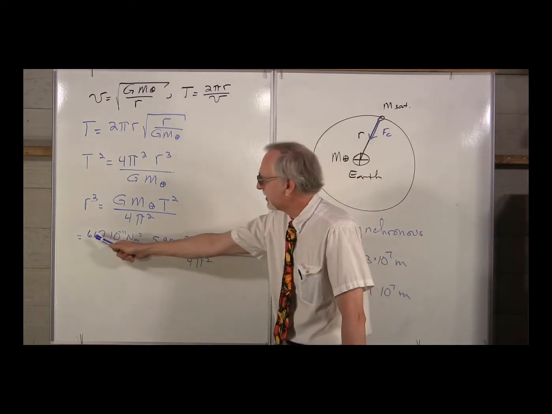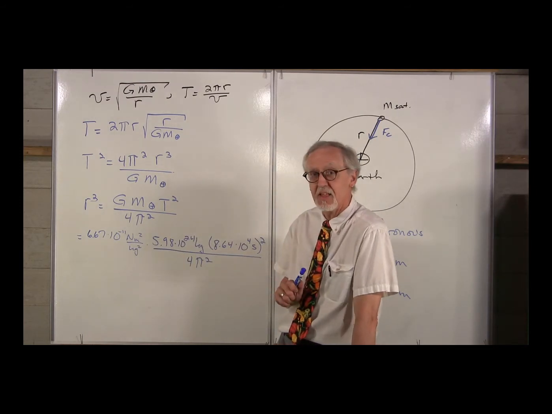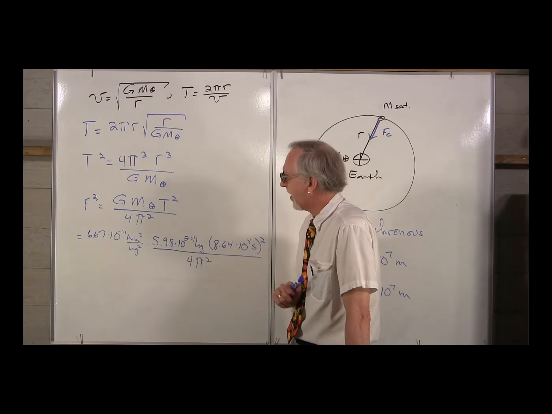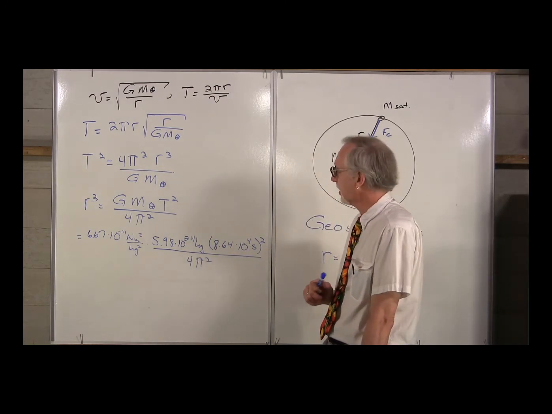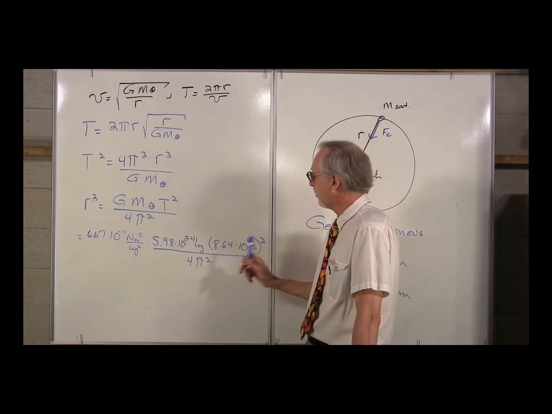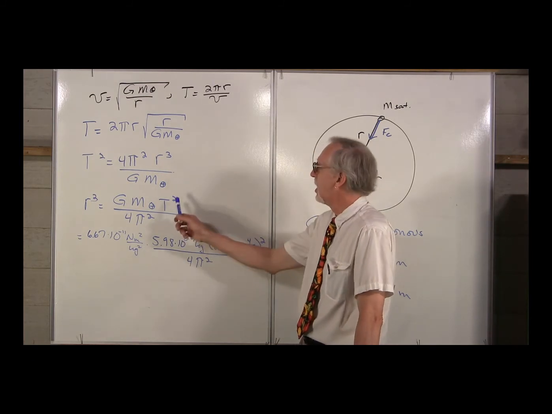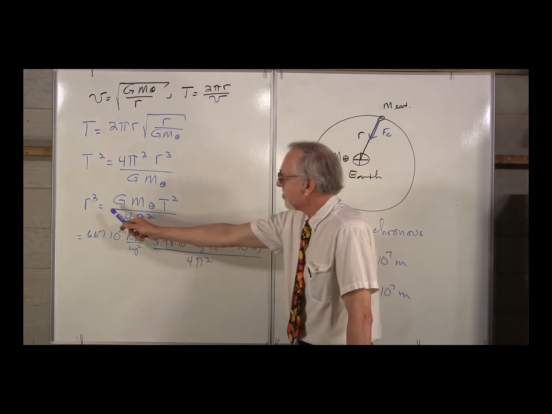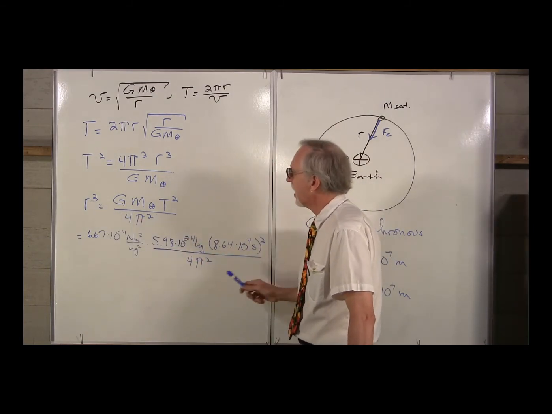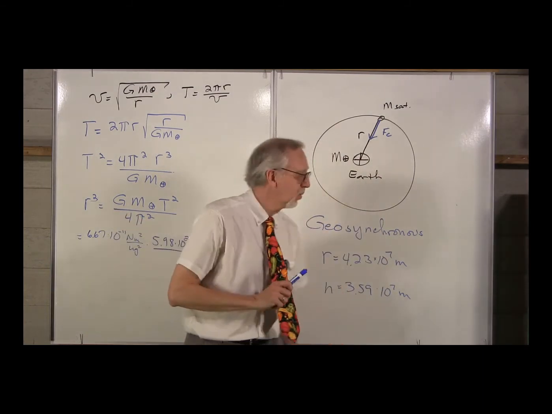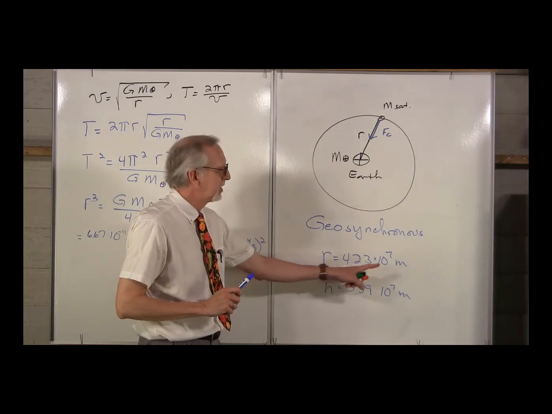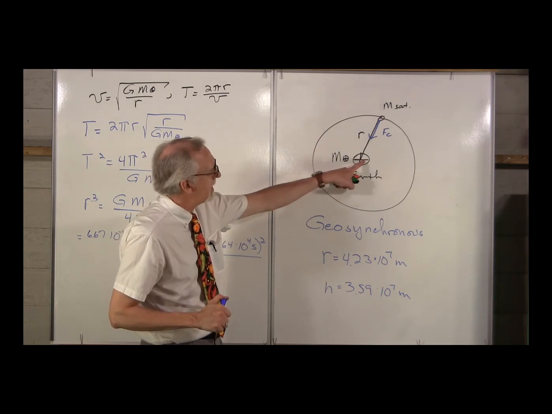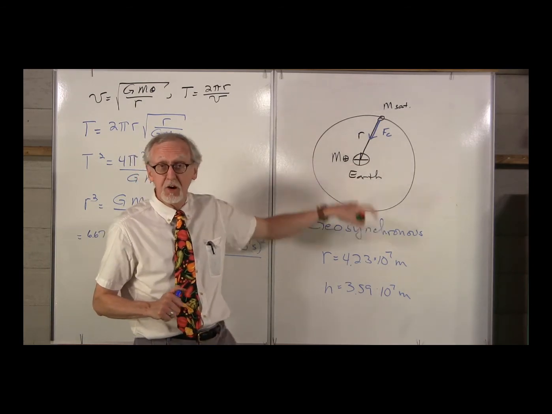So we have G, 6.67 times 10 to the minus 11 newton meter squared per kilogram squared, times the mass of the Earth, 5.98 times 10 to the 24th kilograms, times T, 8.64 times 10 to the 4th seconds, squared, divided by 4 pi squared. That gives us r cubed. Multiply that out, take the cube root, and what we get is r equals 4.23 times 10 to the 7th meters. Now, that, remember, is measured from the center of the Earth.